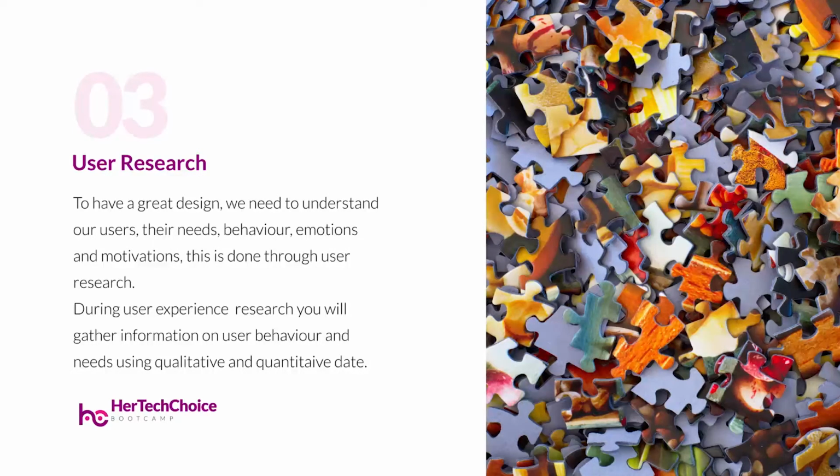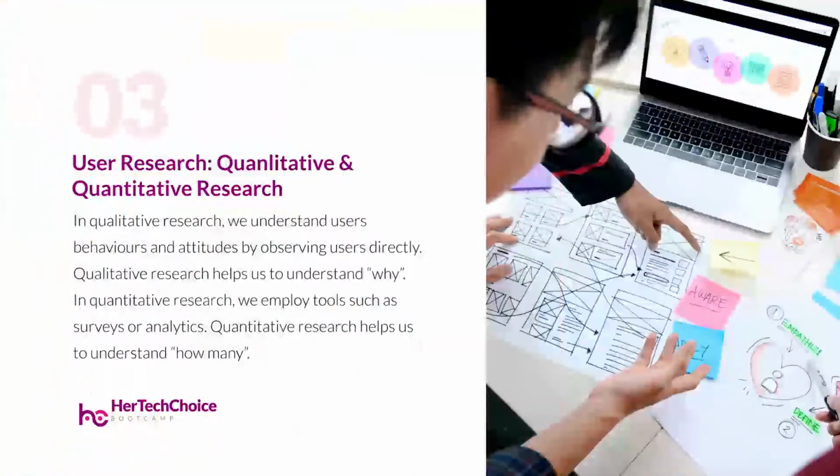During user experience research, you will gather information on user behavior and needs using qualitative and quantitative data. In user research, we have qualitative and quantitative research. In qualitative research, we understand users' behaviors and attitudes by observing users directly. Qualitative research helps us understand why. In quantitative research, we employ tools such as surveys or analytics. Quantitative research helps us to understand how many.